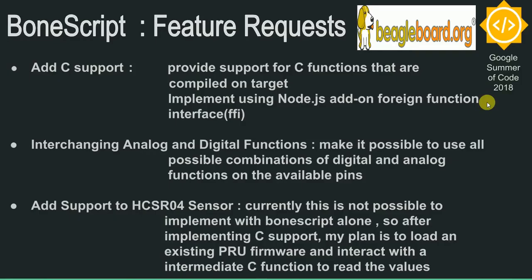Now I will go through the current issues with BoneScript and how I am going to implement the solution to these issues. Adding C function support. It must be possible to interact with the C functions from modules that are compiled on the target without any modifications. This feature is going to be implemented using foreign function interface, a Node.js add-on. Adding support to external C functions in BoneScript allows the users to run MRAA library examples without any modifications.